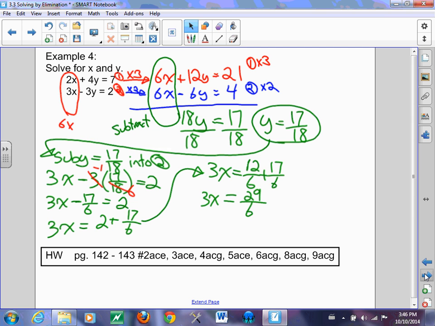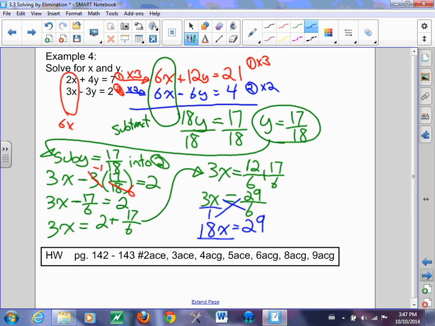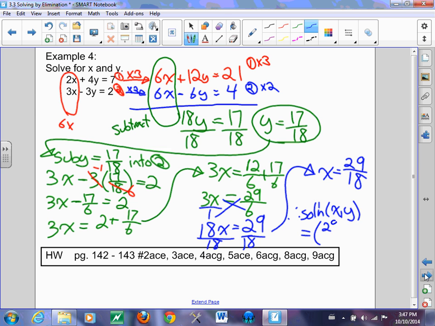And this might be the confusing part. Now, how do I get x by itself? You can realize that it's 3x over 1, and you can cross multiply this. So you would have 18x equals 29, and divide both sides by 18. I know you're saying, Miss R, this is a crazy fraction, and it is. X equals 29 over 18. So therefore, solution xy equals 29/18 over 17/18.